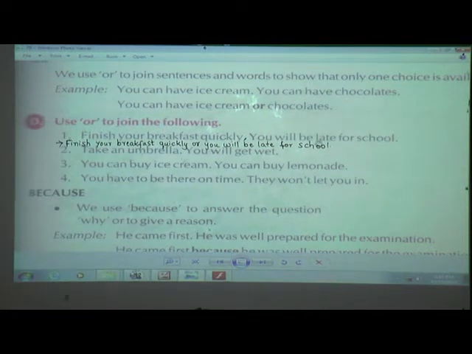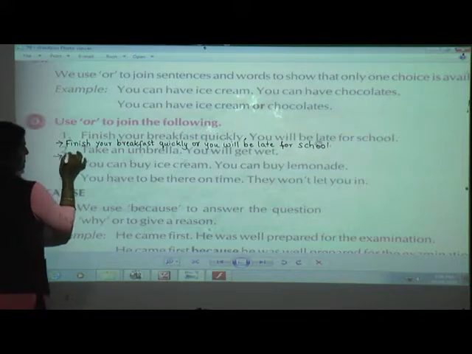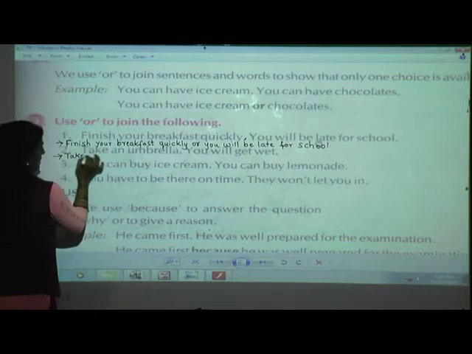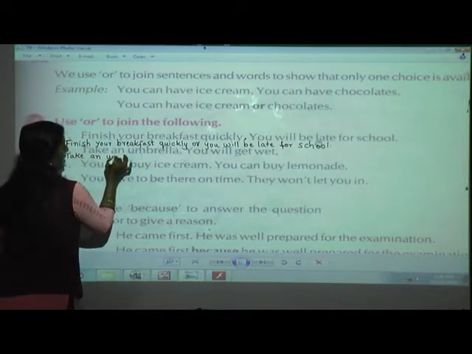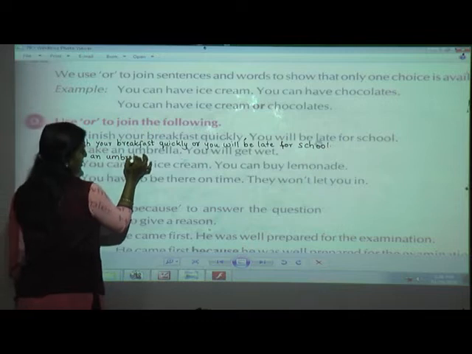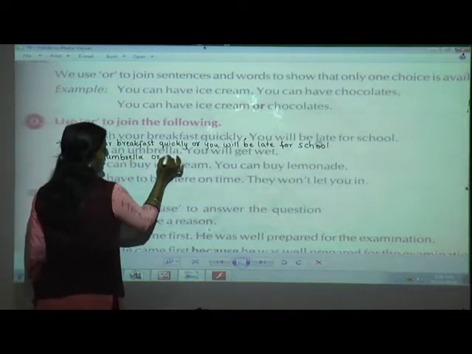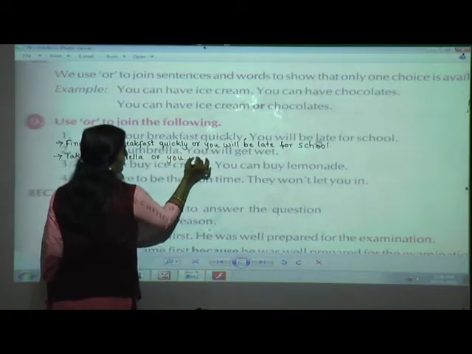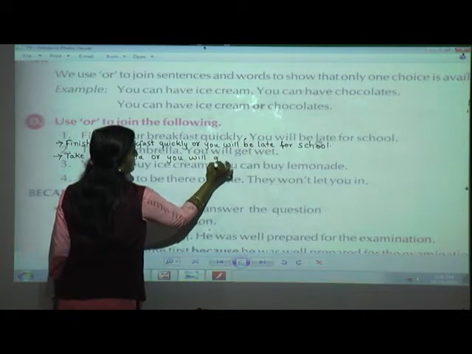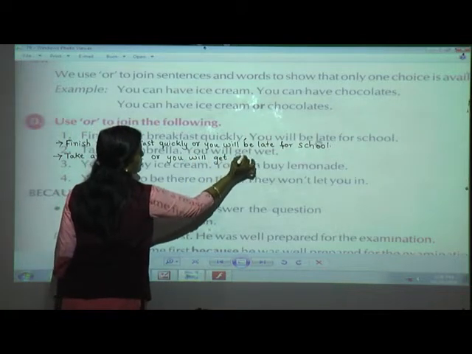Next, take an umbrella, full stop, you will get wet. So take an umbrella or you will get wet. Take an umbrella, you have to be fast, you have to write along with me, or you will get wet.